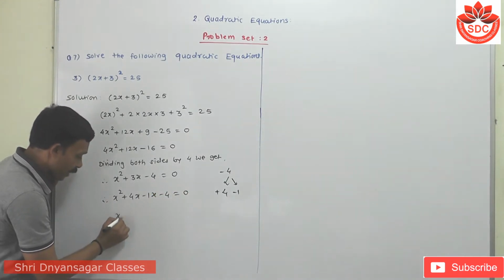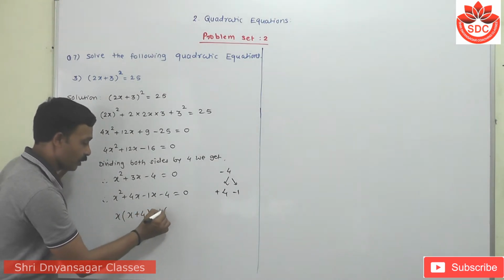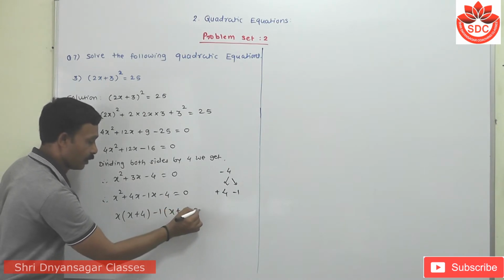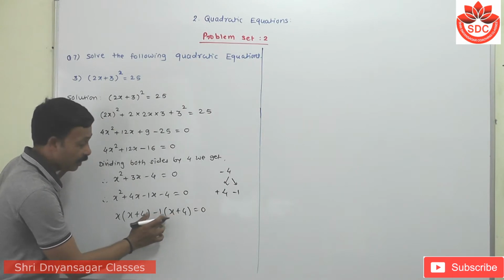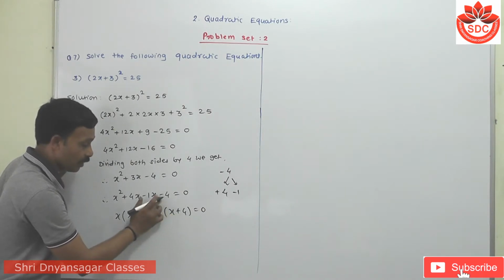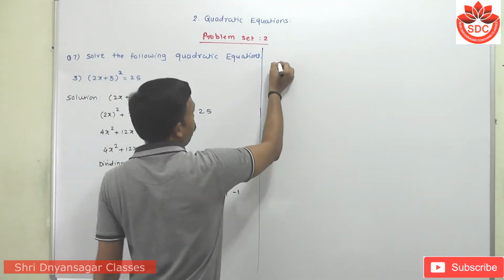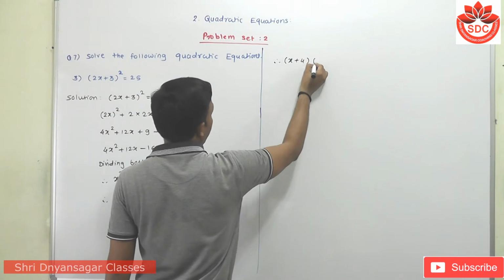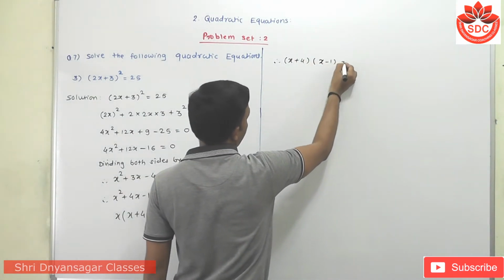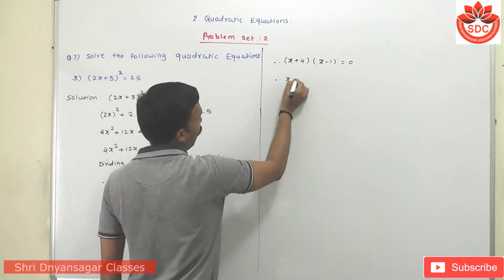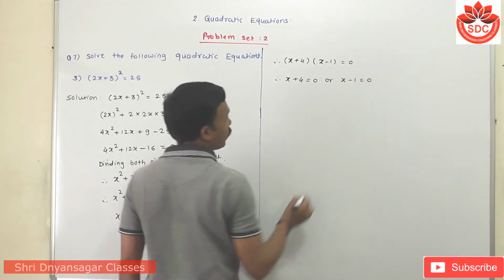Then we take common x in bracket: x plus 4. Here is minus 1 in bracket: x plus 4 is equal to 0. When we multiply minus 1 to this bracket, we get minus 1x minus minus 4. Then take the common bracket first. Therefore, x plus 4. The remaining values in another bracket are x minus 1 is equal to how much? 0. Means x plus 4 is equal to 0 or x minus 1 is equal to 0.